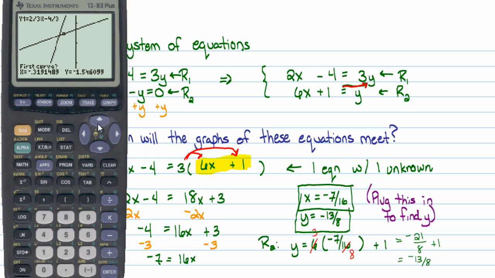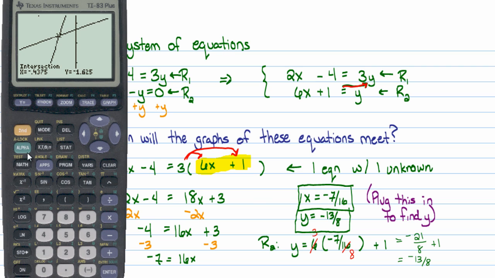It'll say, hey, is this your first curve? I'll say sure, hit enter. It'll say, hey, is that your second curve? I'll say sure, hit enter. And then it says, hey, could you get pretty close to it? So I'll just get close and hit enter. It'll calculate it out, and this is what it gets, negative 0.4375 and negative 1.625.